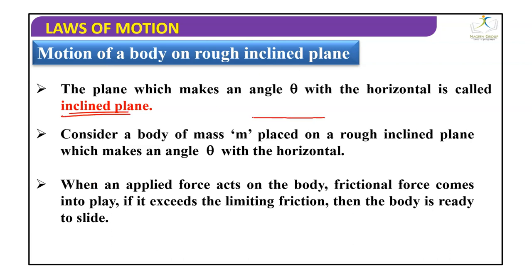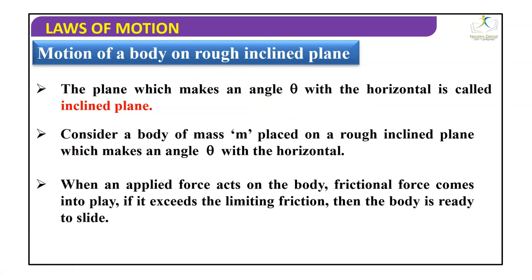For example, I have just taken this inclined plane, a slant line. If on this slant line I place a box of mass M, which makes the theta angle with the surface, this kind of plane we call an inclined plane. I hope this is clear.